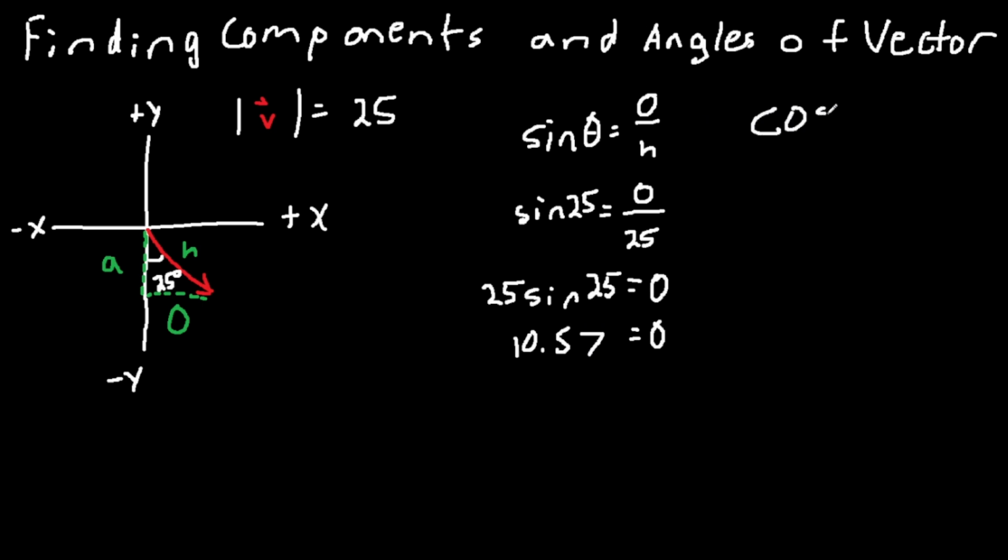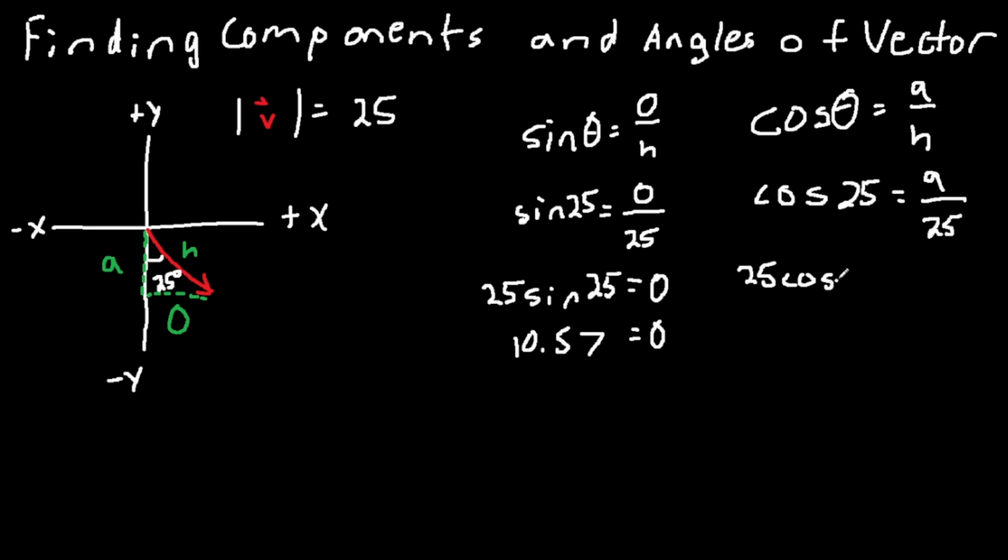Let's go ahead and find the adjacent value. Cosine of theta is equal to adjacent over hypotenuse. We'll plug in whatever values we have here. We have the angle 25, so we plug that in. Adjacent over hypotenuse. Hypotenuse is the magnitude of the vector, so it is 25. And we just isolate the adjacent value here. Now when you plug 25 cosine of 25 into the calculator, you get 22.66. About that.